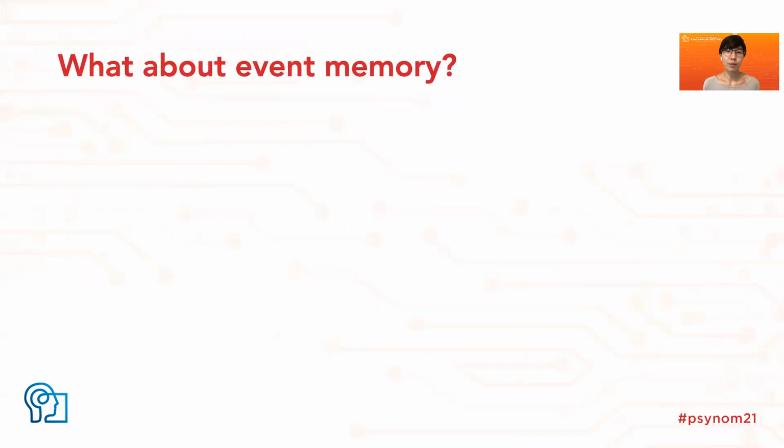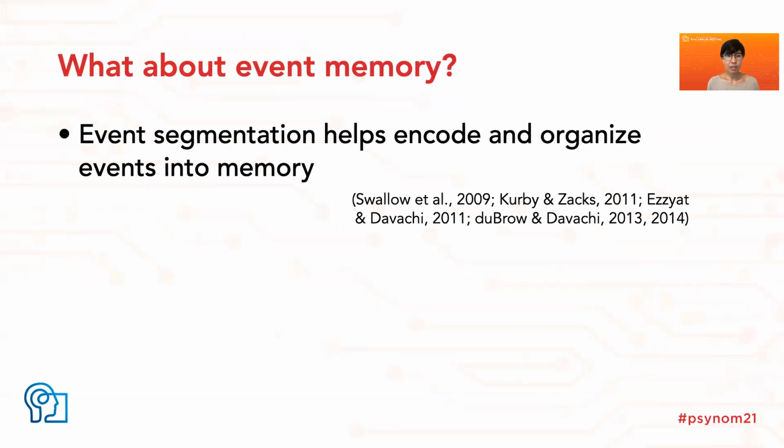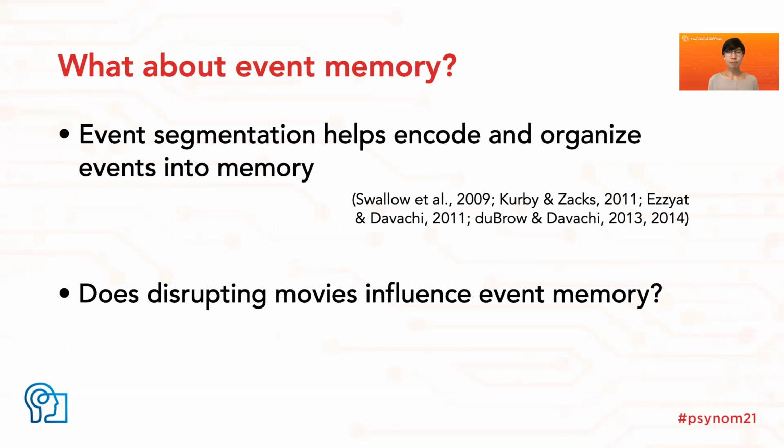Now, what about the memory for the movies? Event segmentation is known to influence how we encode and organize events into memory. And we have seen that segmentation behavior can be pretty robust. When movies are disrupted at every 1 minute, segmentation remains unaffected. So would event memory be similarly resistant to movie disruptions, or does disrupting movies influence event memory?